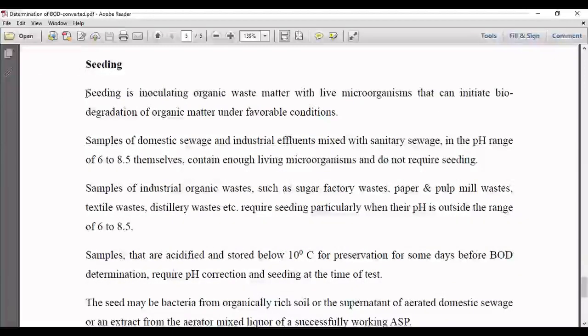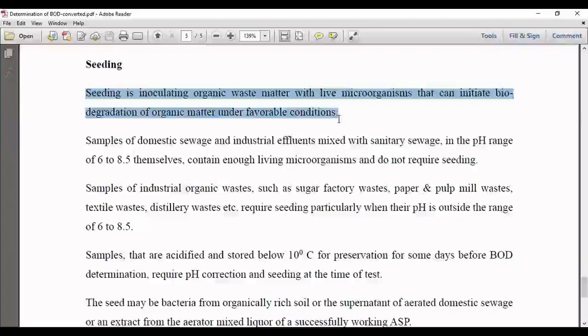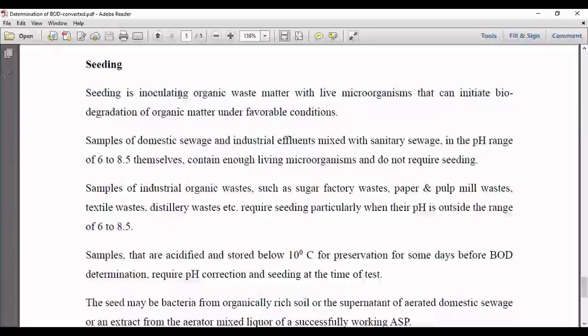Now, the next very important thing that we need to understand is seeding. What is seeding? Seeding is the process of inoculating the organic waste water with live microorganisms that can initiate the biodegradation of the organic matter under favorable conditions. We add live microorganisms to the organic waste matter to initiate its biodegradation. This is called seeding, and you have to remember this word, inoculating. We don't normally say adding of microorganisms, right? It is inoculating the organic waste matter with microorganisms to initiate biodegradation under favorable conditions.